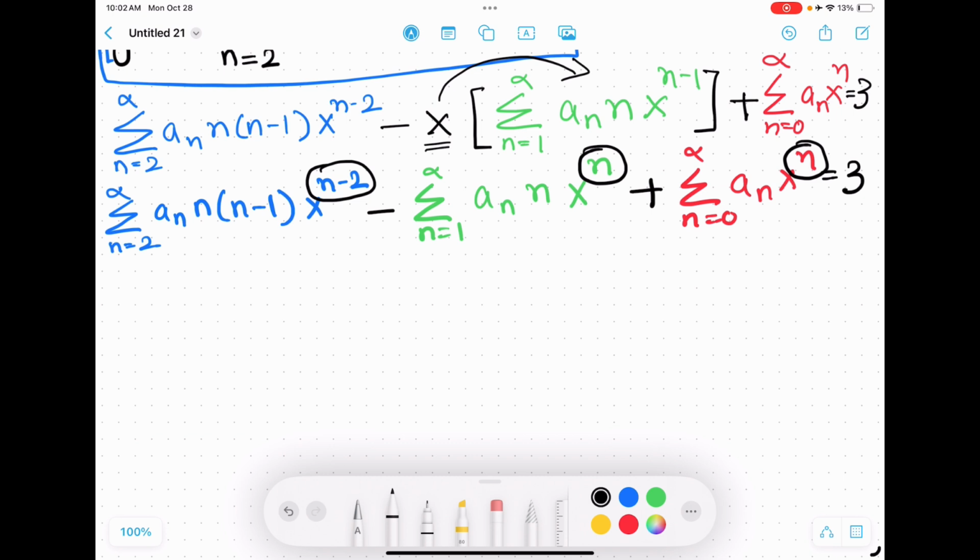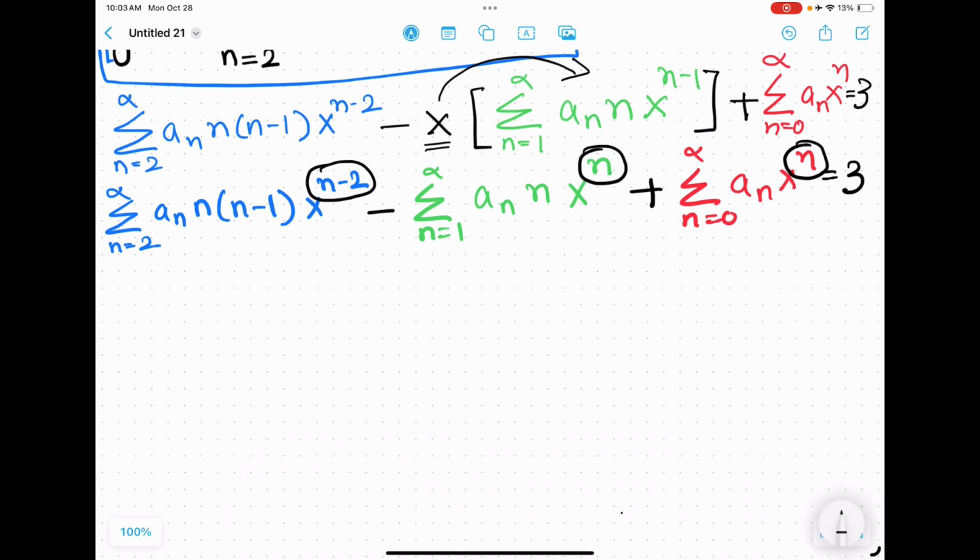And I can already see that the power of my second and third power series are already in n, so we don't have to do anything with that. But the power of my first power series is n minus 2. So this is the only one that we need to work on so that it also becomes n.